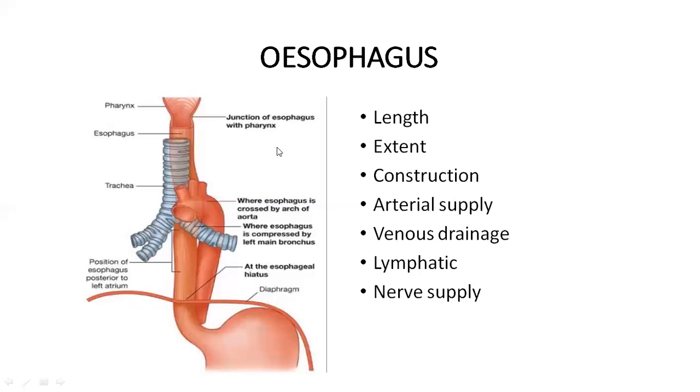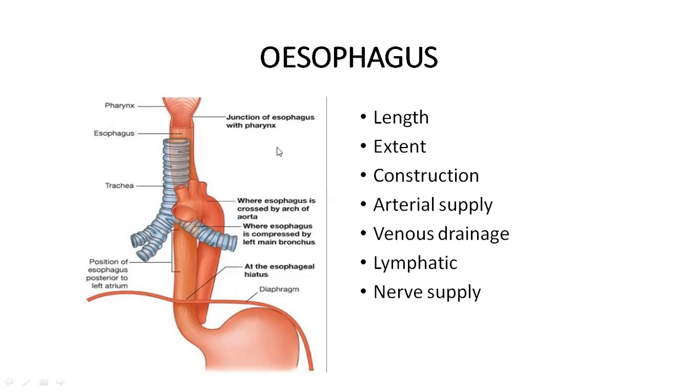It descends downwards through part of the mediastinum, and it pierces the diaphragm at the level of T10, and then it opens into the stomach at the cardiac end at T11. Constrictions: 15 centimeters, cricopharyngeus muscle; 22.5 centimeters, aortic arch; 27.5 centimeters, left bronchus; 37.5 centimeters.